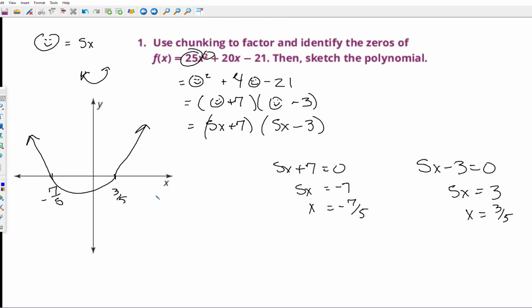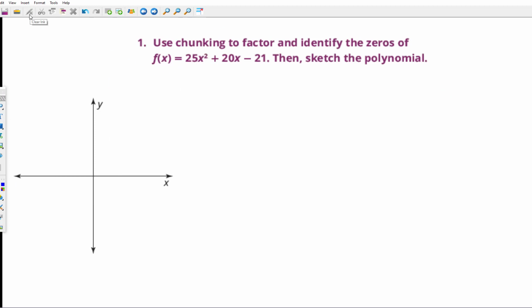So now, let's go ahead and look at, I keep forgetting to delete out my previous work, doing chunking to factor and find the zeros of number 1. And so I want to look at 25. Can I take the square root of 25x squared? The answer is yes, it's 5x. Now the next question, 5x times what equals 20x? And that what is 4.